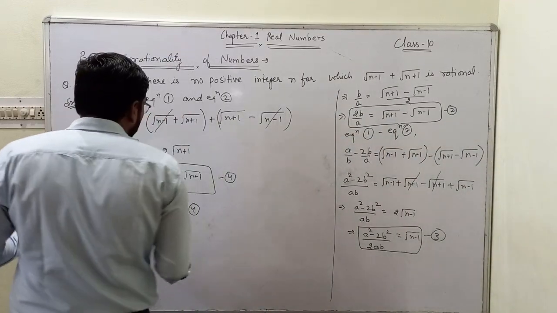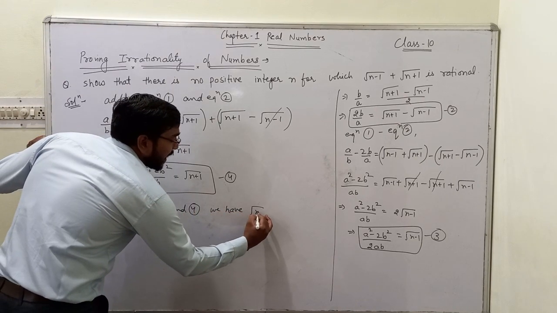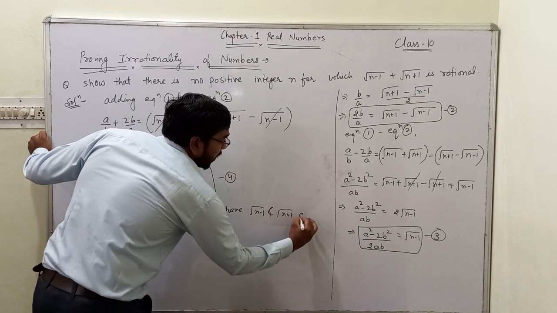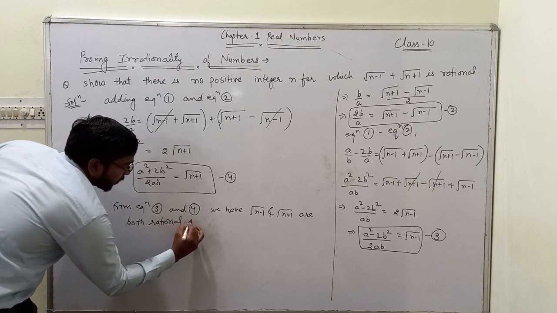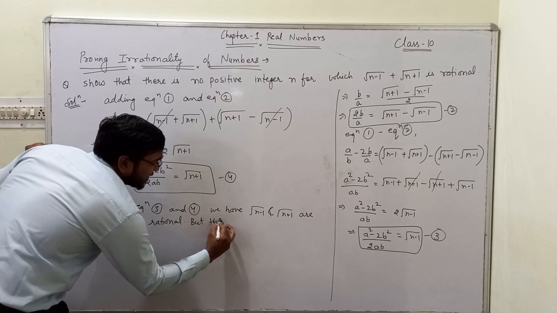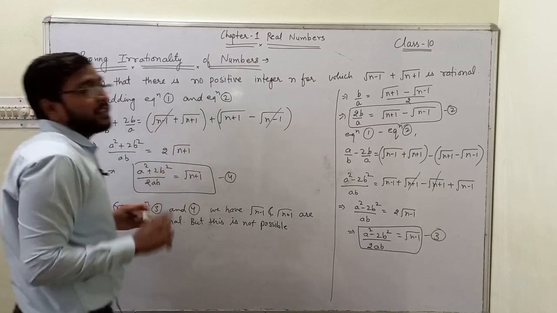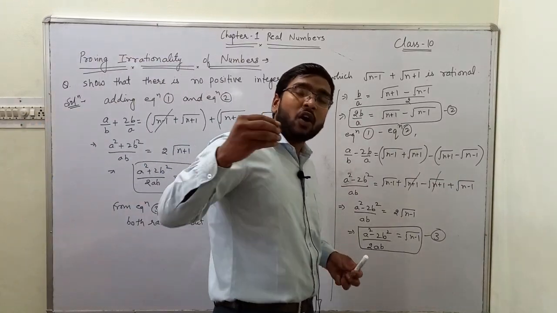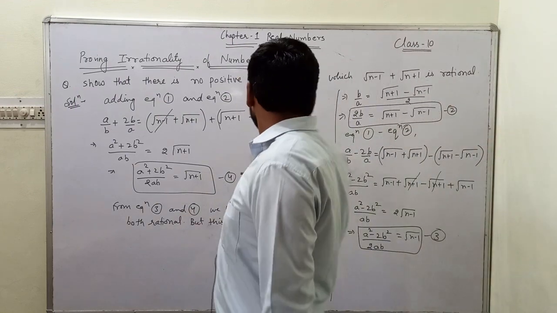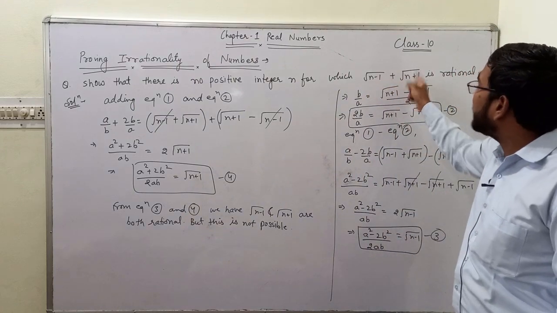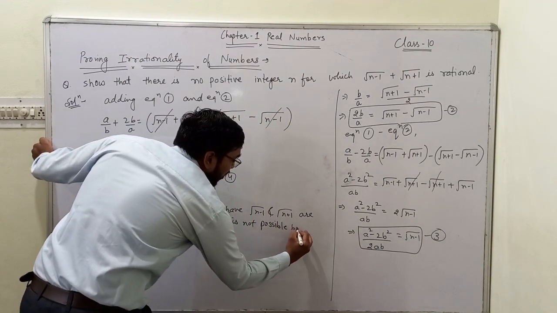So from both the equations we can say that root over n minus 1 and root over n plus 1 are both rationals. But this is not possible. It cannot happen because in the starting of this question I told you that all perfect squares must differ by at least 3. Okay, and the difference between n minus 1 and n plus 1 was 2.